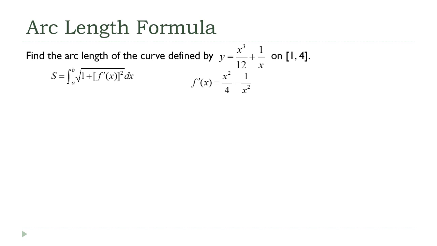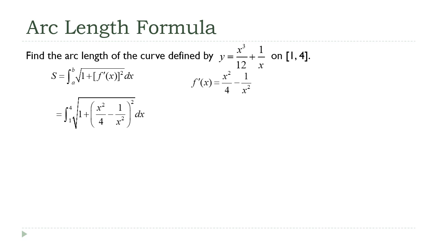And that is continuous on the interval from 1 to 4. If our interval had included 0, then we'd have run into some trouble and had to get creative. So let's go to the formula. The formula says the arc length is the integral from 1 to 4 of the square root of 1 plus that derivative, x squared over 4 minus 1 over x squared, quantity squared dx.